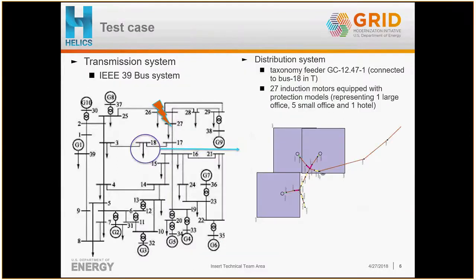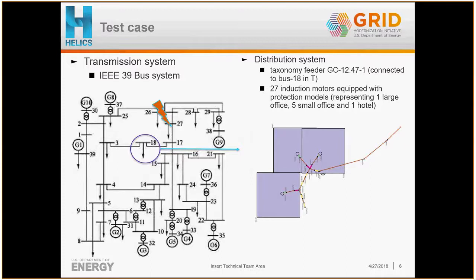So for the test case, we have been testing the development with an IEEE 39 bus system coupled with a taxonomy feeder, which is a general feeder for commercial loads, where a high percentage of the loads represent commercial buildings. In this case, we have about 7 commercial buildings, including 1 large office, 5 small offices, as well as 1 hotel.